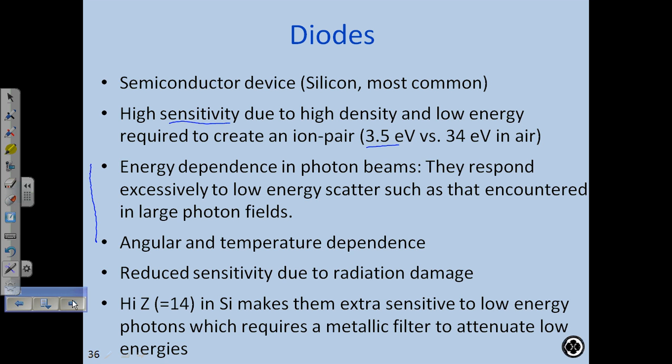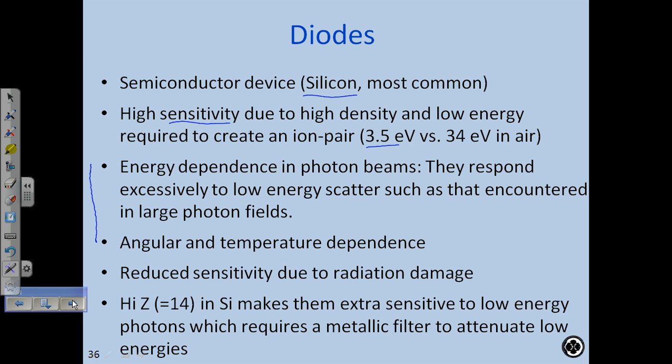So there's a high proportion of low energy photons in larger fields, and those low energy photons are now increasing the response of the diode more than we want because of the high Z of silicon. Remember the high Z issue. So typically diodes are used for smaller fields.